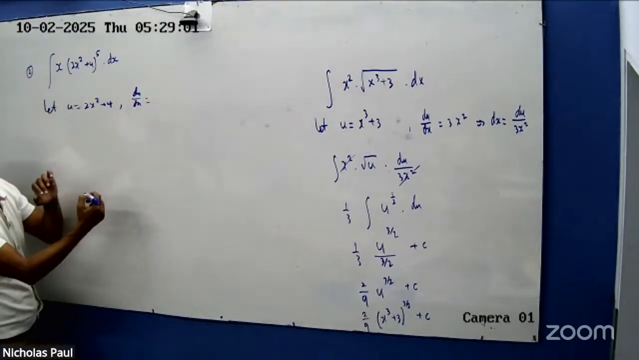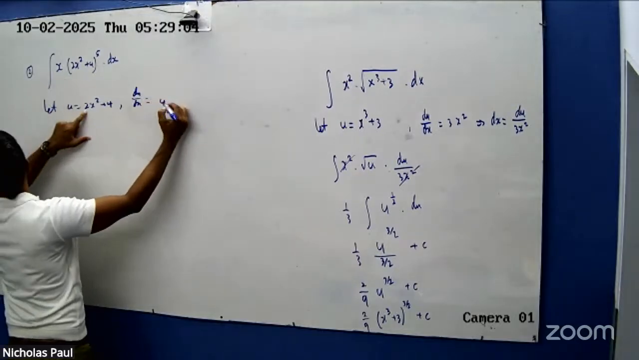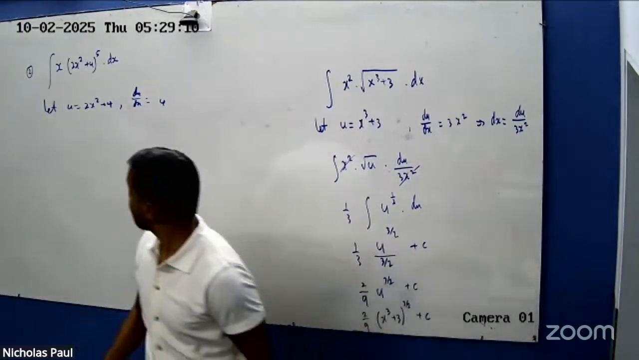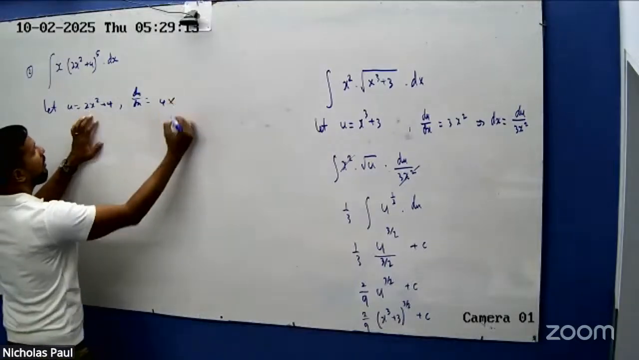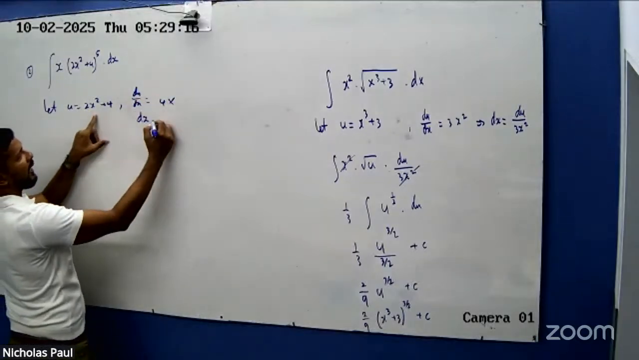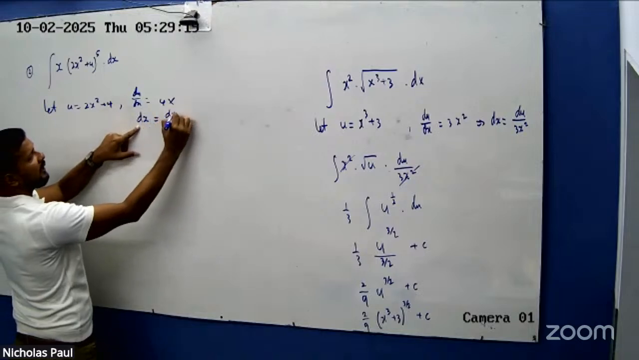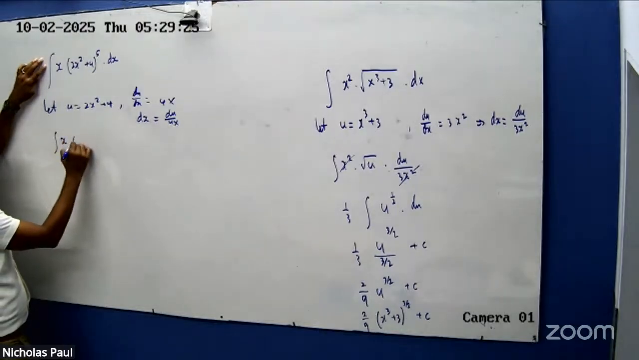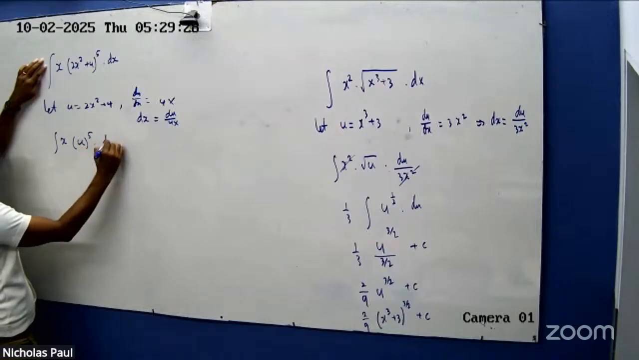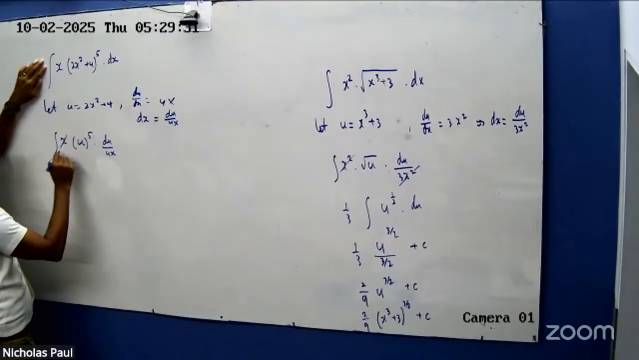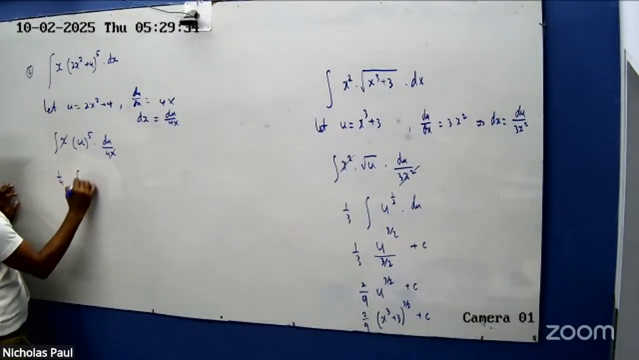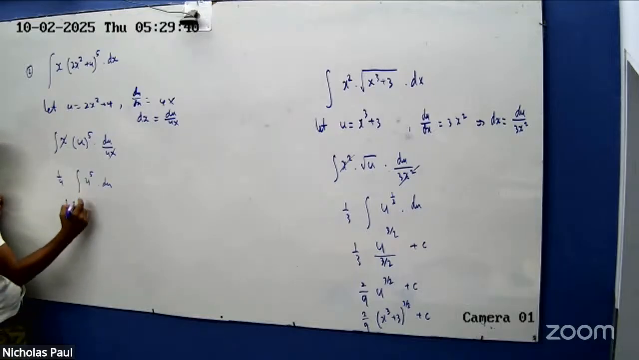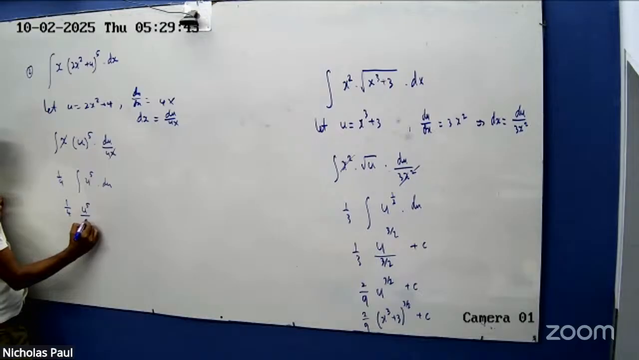So that will be 4x. So when I cross multiply and simplify, I'll get dx to be du over 4x. When I substitute, I'll get the integral of x by u to the power of 5 dot du over 4x. x will cancel. So you'll get 1/4 by the integral of u to the 5 du. You'll get 1/4, add 1 to the power, divide by the new power.